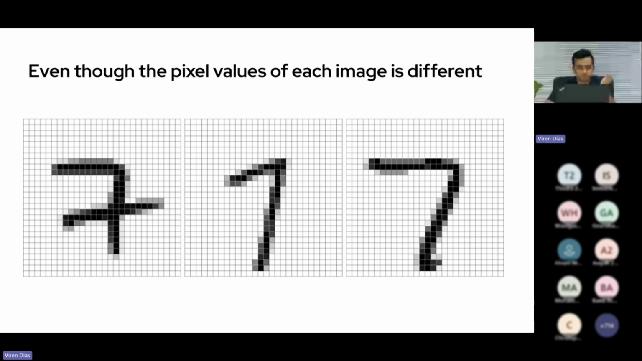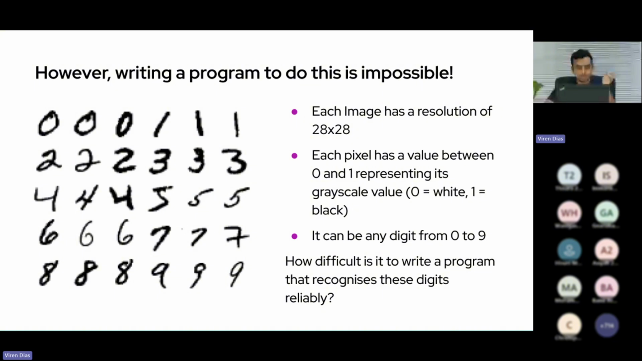But if I asked you to sit down and write a program that takes the grayscale values of each pixel in this 28 by 28 grid, with 0 representing white and 1 representing black, and output a digit between 0 and 9, the task would be downright impossible. And that's where neural networks come in.